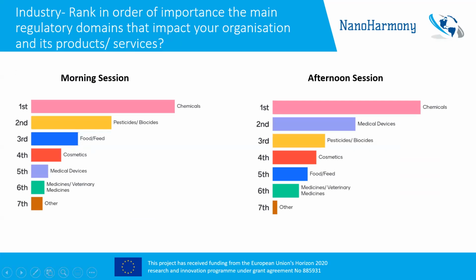For the industry, we actually asked them slightly differently, for them to rank in order of importance the main regulatory domains, the sort of impact on their organisation and the products and services they're producing. I've split these down to the morning session and the afternoon session. But as you can see, again, as anticipated, the vast majority are going to be impacted by chemicals regulations. But there are people who are also impacted by pesticides, food, cosmetics, and indeed medicines.